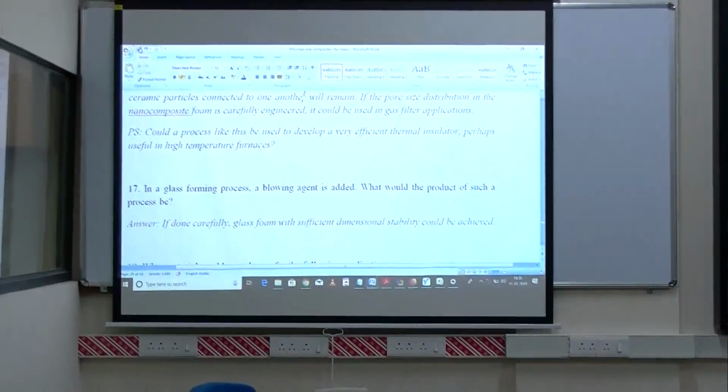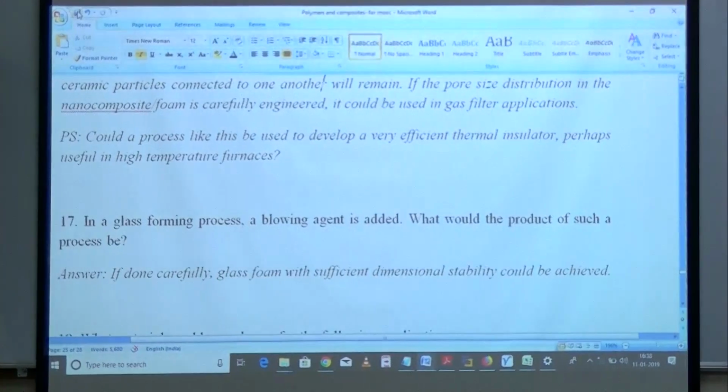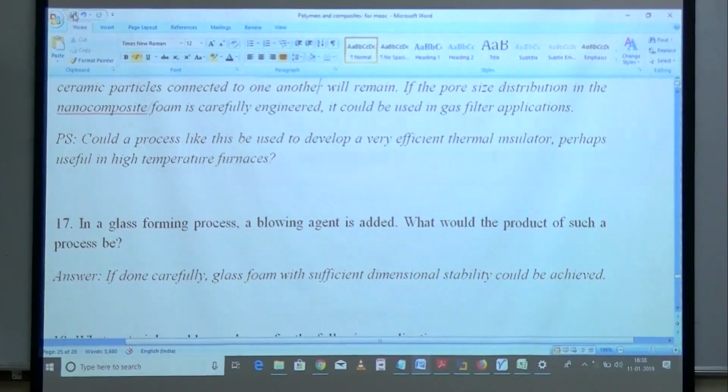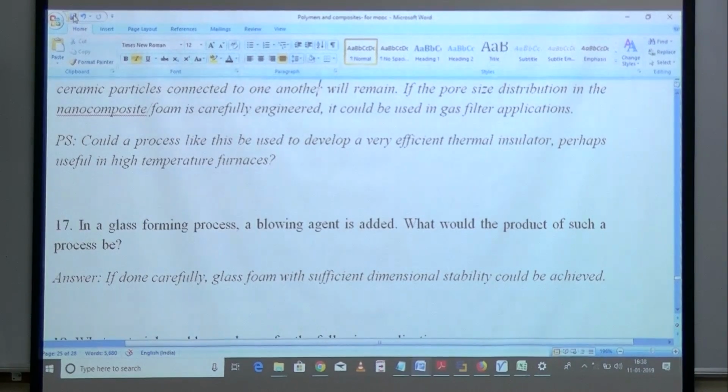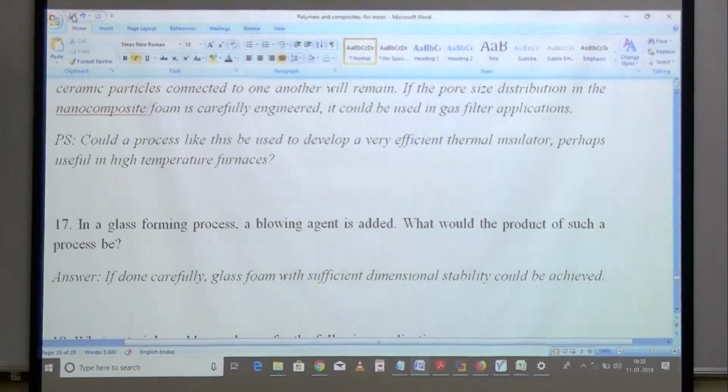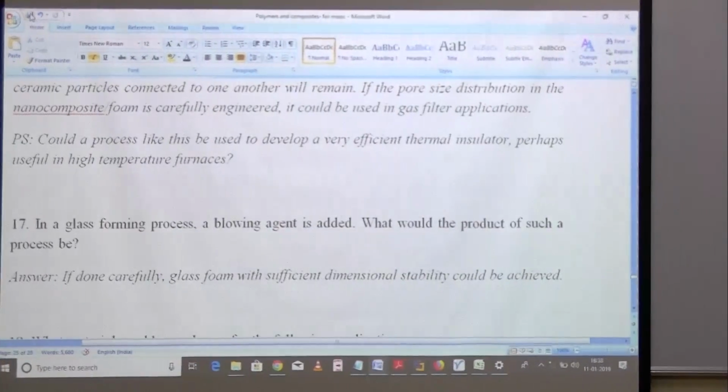So here is glass forming. A blowing agent is added, you will get glass foam. That's the answer. Can you make foams out of glasses? The answer is yes. It's a special case of ceramic foam. So this could be, let us say, soda silicate glasses, for instance. You melt it and then you add a blowing agent to it, and then out would come a glass foam. So it would be made of glass, and at the same time it would be very foamy. Okay, so that's another thing I wanted to discuss.